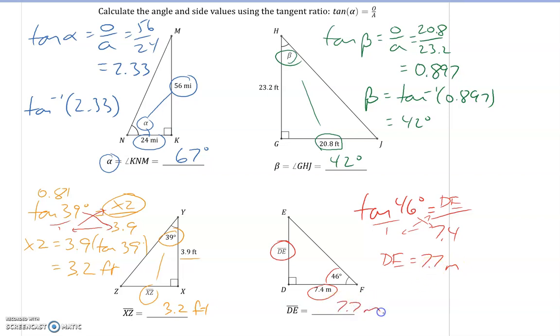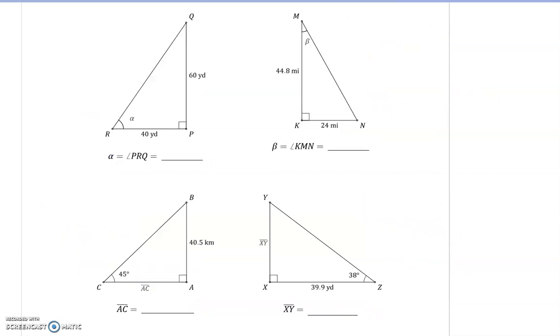So 7.7 meters. Okay, so there's some tan theta examples right there. So let's look at another 4. Okay, so here's another 4 questions to look at. Again, we'll just be doing the same thing using our tan theta to solve for things.